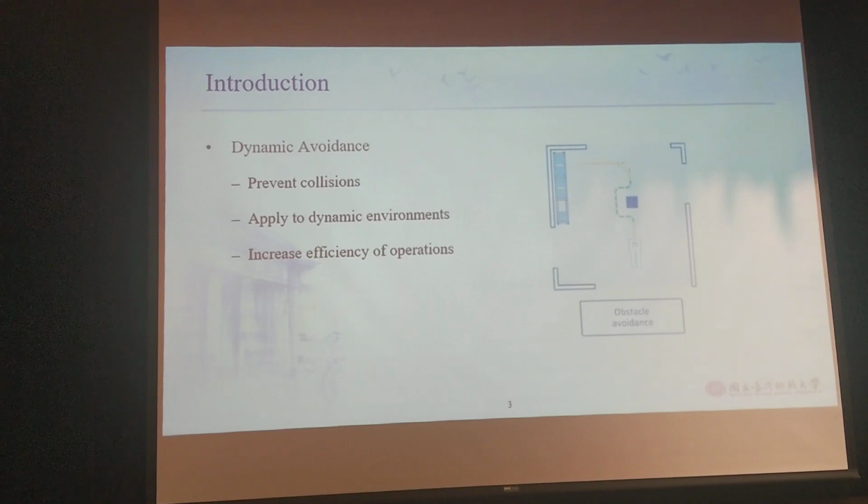And dynamic environments are those that are constantly changing, such as manufacturing or warehouse facilities, where there are people, other vehicles, and obstacles that can move unpredictably. AGV needs a dynamic avoidance function to ensure safe and efficient navigation in dynamic environments, prevent collisions, increase efficiency, and reduce the need for human intervention.